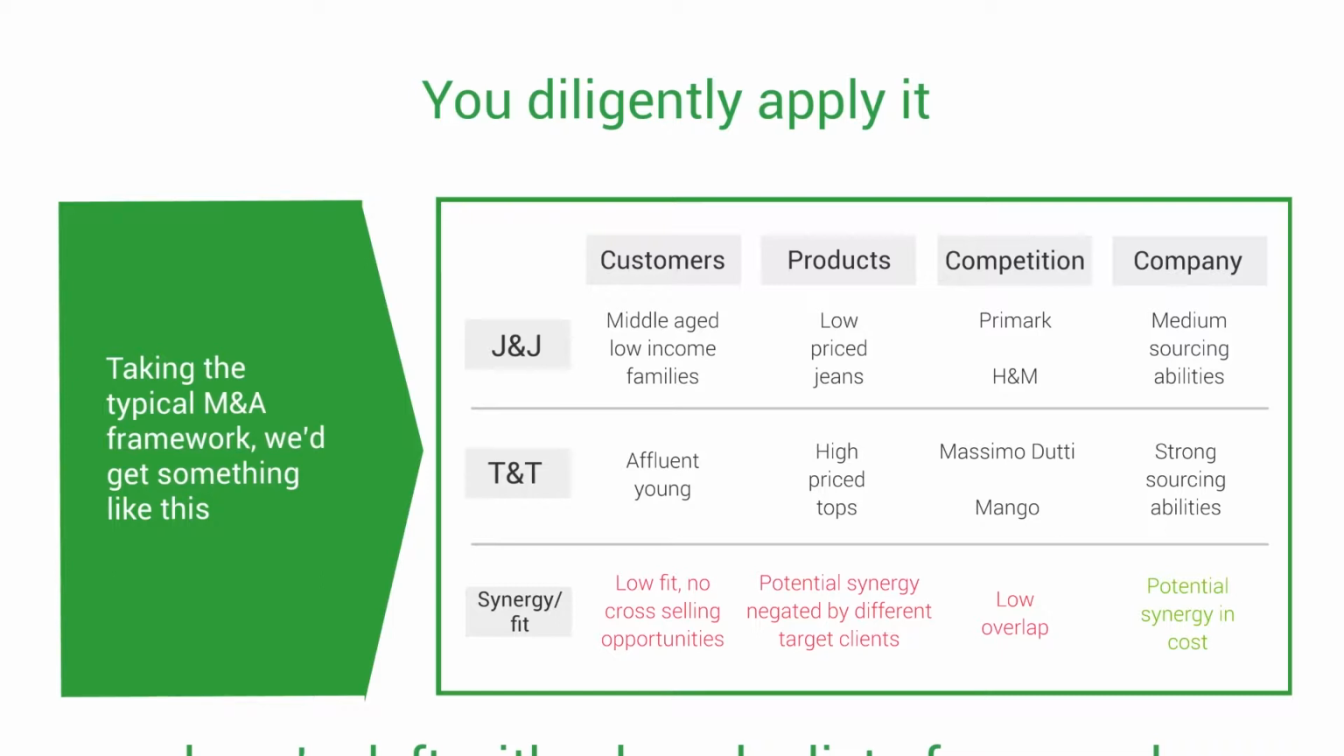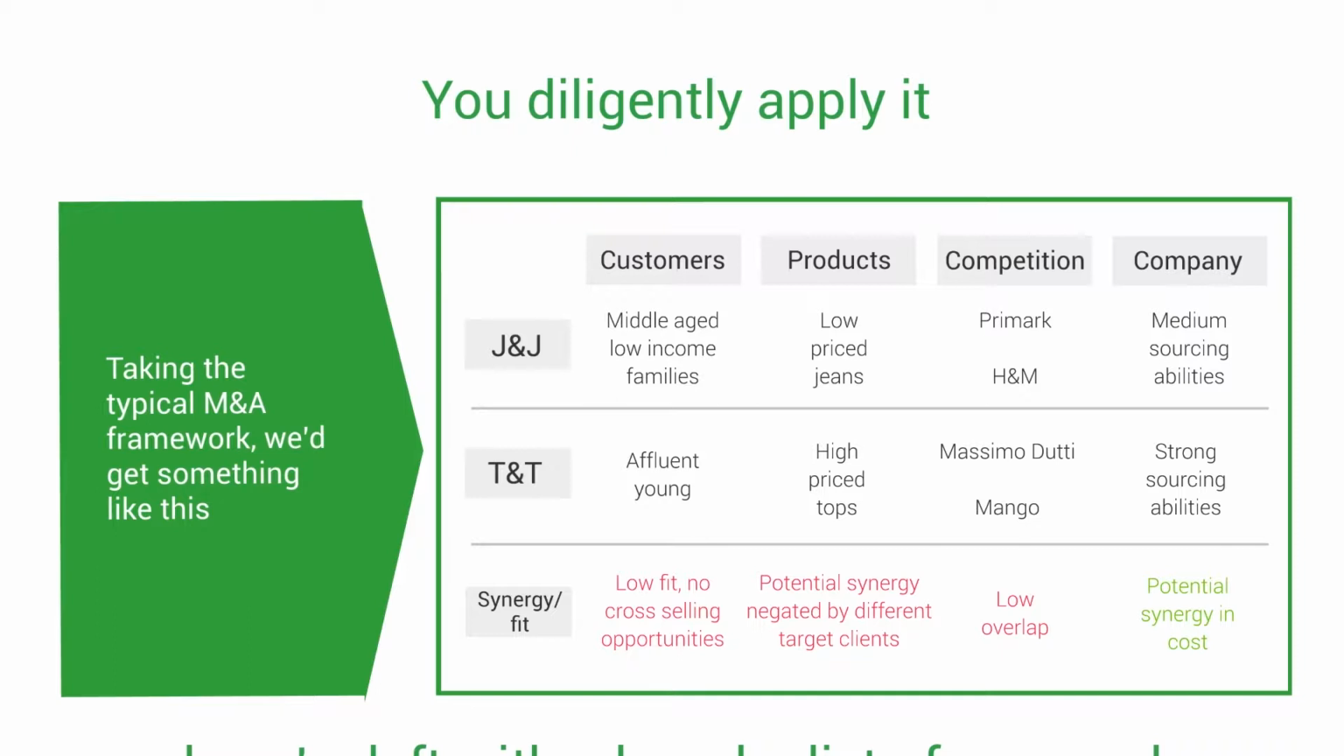You also try to derive insights around the synergy or the fit between the two companies on each of those dimensions. If we look at customers, J&J customers are mostly middle-aged, low-income families as compared to the young, affluent customers of T&T. There is limited synergy here. No cross-selling opportunities exist. J&J's product line comprises of low-priced jeans, whereas T&T sells high-priced tops.